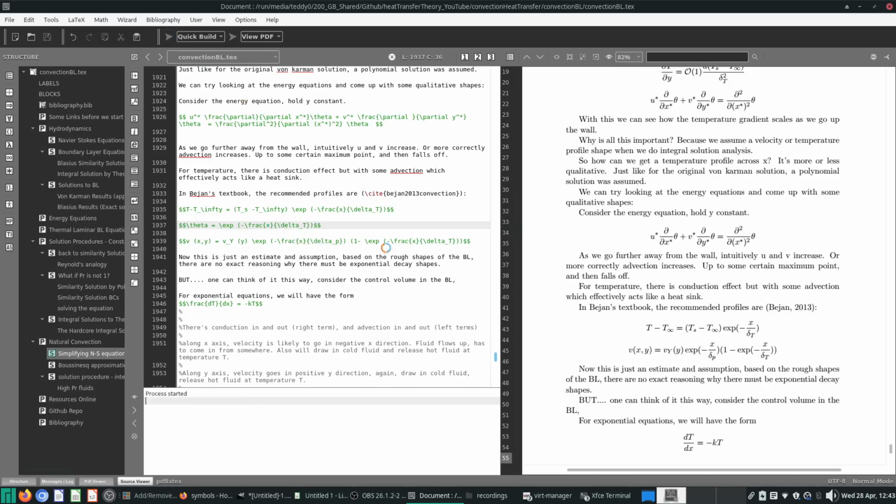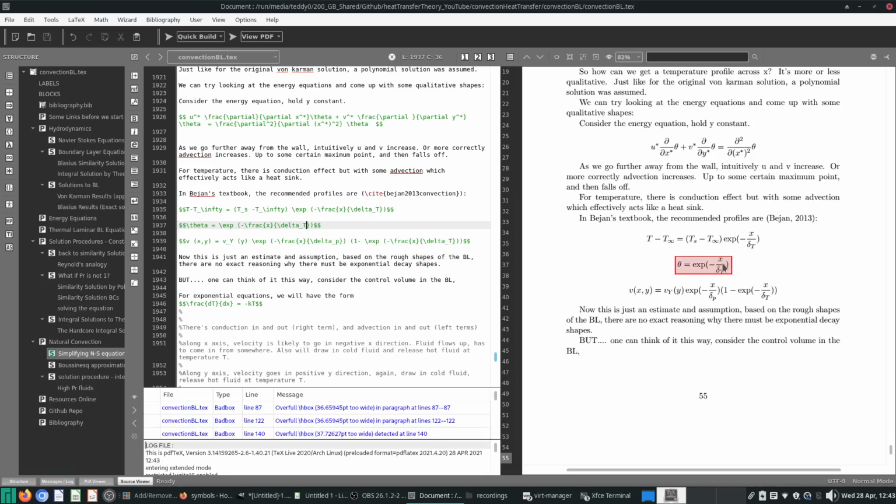And now there are actually two parts here. Okay, one is, of course, it's dependent on x, as I was describing earlier. The other part, it's also dependent on the thermal boundary layer thickness. This is where the y dependence so-called comes in. Okay, so this is where the y dependence comes in.